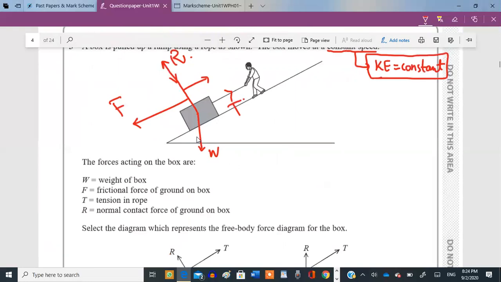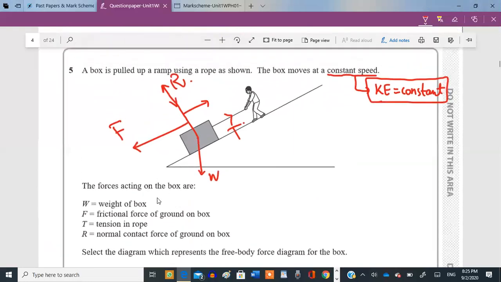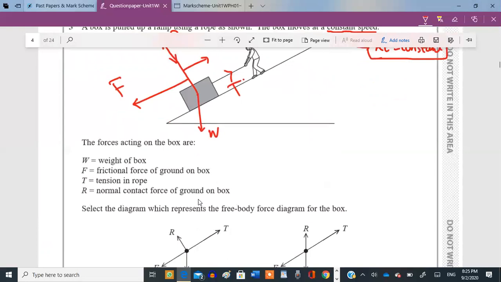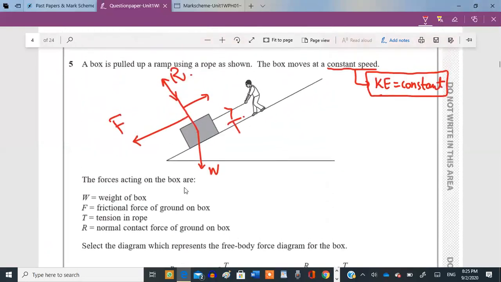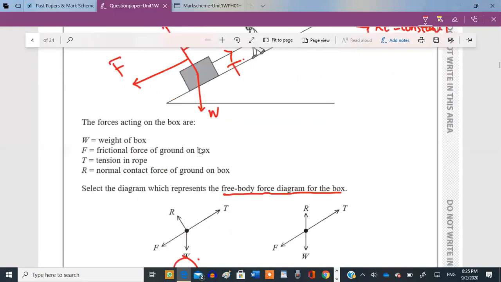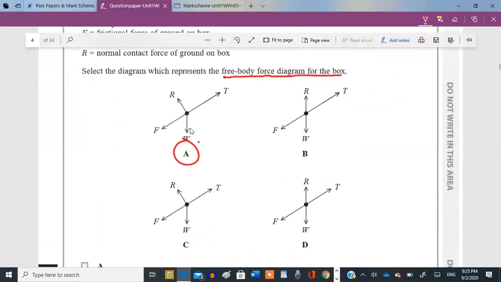Why have they given us the same option 2 times? Normal reaction. What is the question? They're asking us the forces acting on the box. Select the diagram which represents the free body force diagram for this box. Actually, if you look at this, these two diagrams are exactly identical. Maybe this is... No, no, no. It's not.